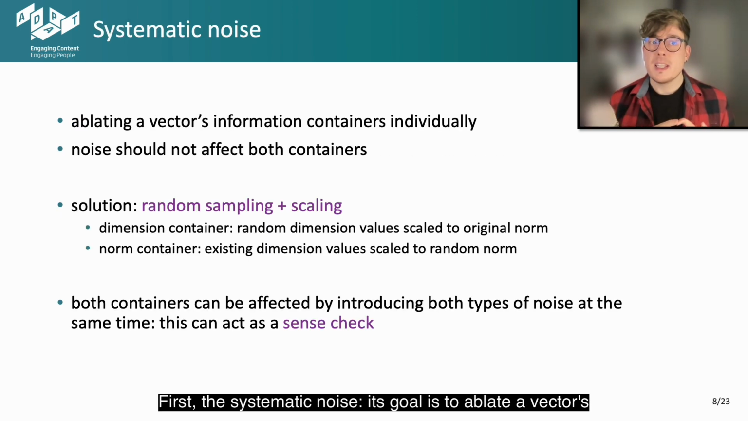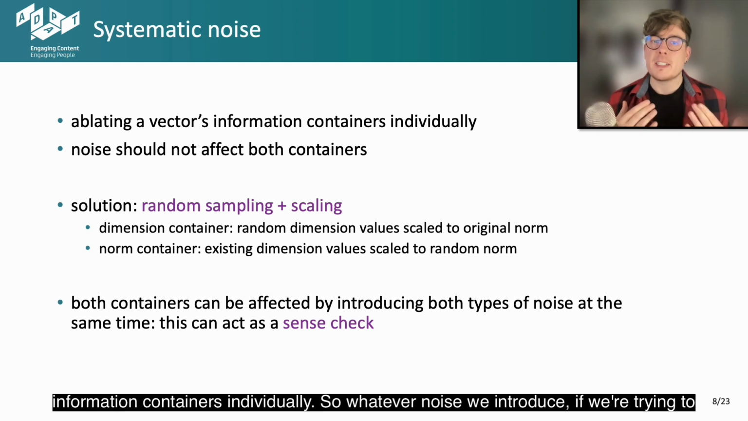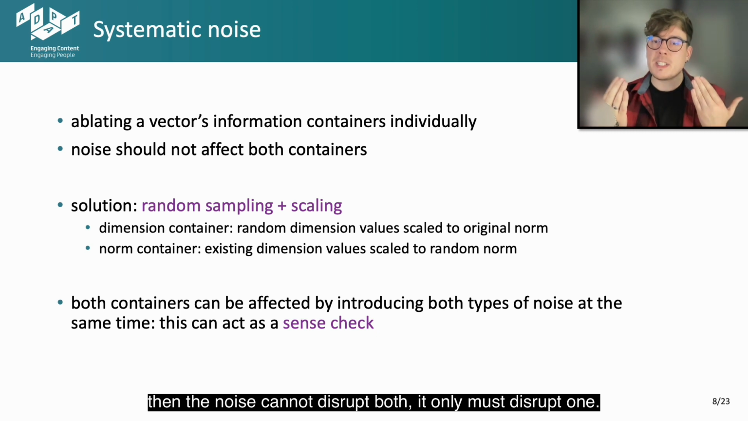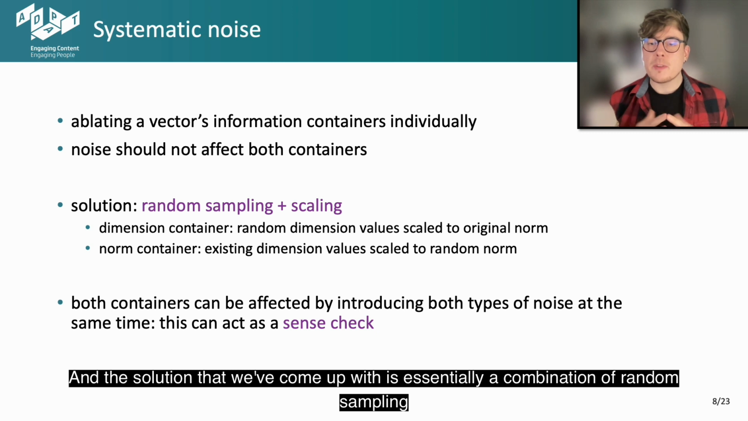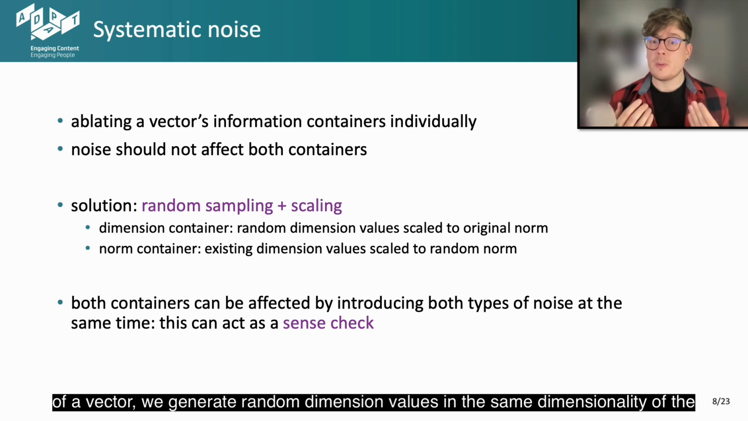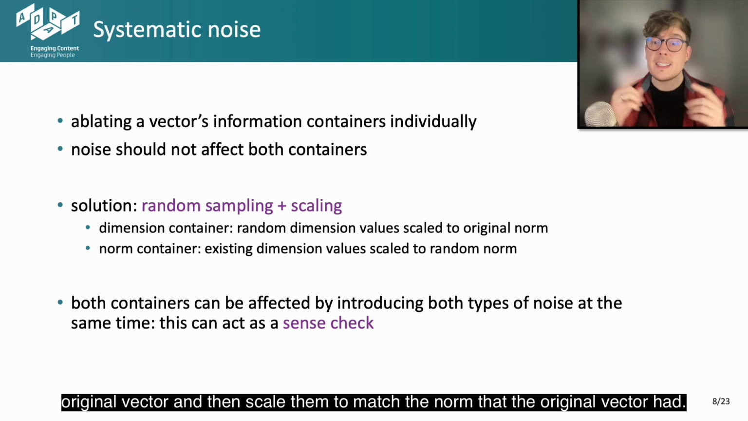First, the systematic noise. Its goal is to ablate a vector's information container individually. So whatever noise we introduce, if we're trying to understand what the impact is of the norm or dimensions on encoding information, then the noise cannot disrupt both. It only must disrupt one. And the solution that we've come up with is essentially a combination of random sampling and scaling. So in order to remove information fully from the dimension container of a vector, we generate random dimension values in the same dimensionality of the original vector, and then scale them to match the norm that the original vector had.